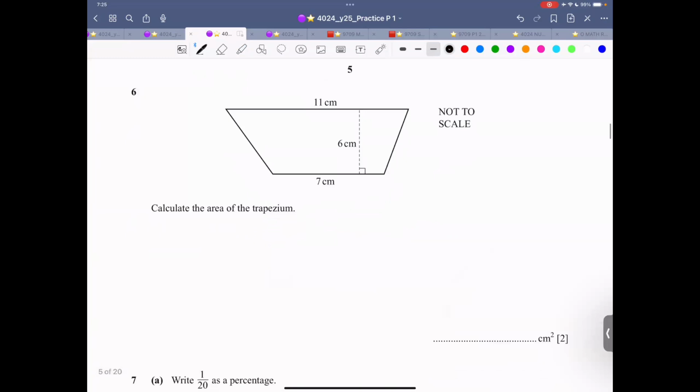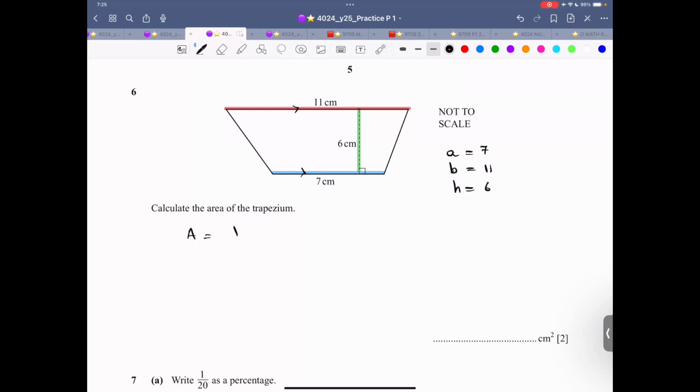Question number 6. Calculate the area of the trapezium. Now, for the area of the trapezium, this is a parallel side. No labeling is done in terms of alphabets. That's another parallel side. And this one is the height. So let me write over here, A is 7, B is 11. These two are parallel sides and height is 6.